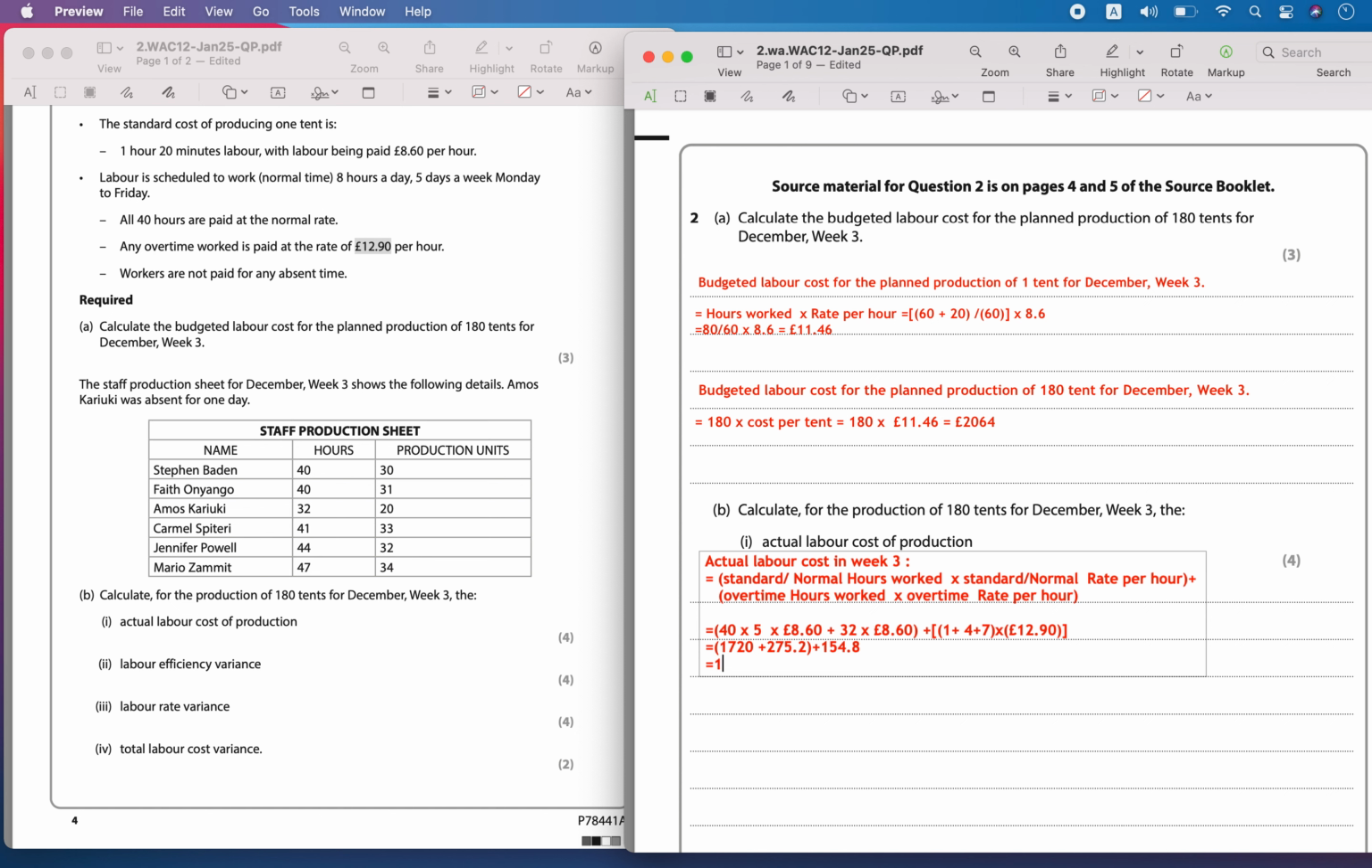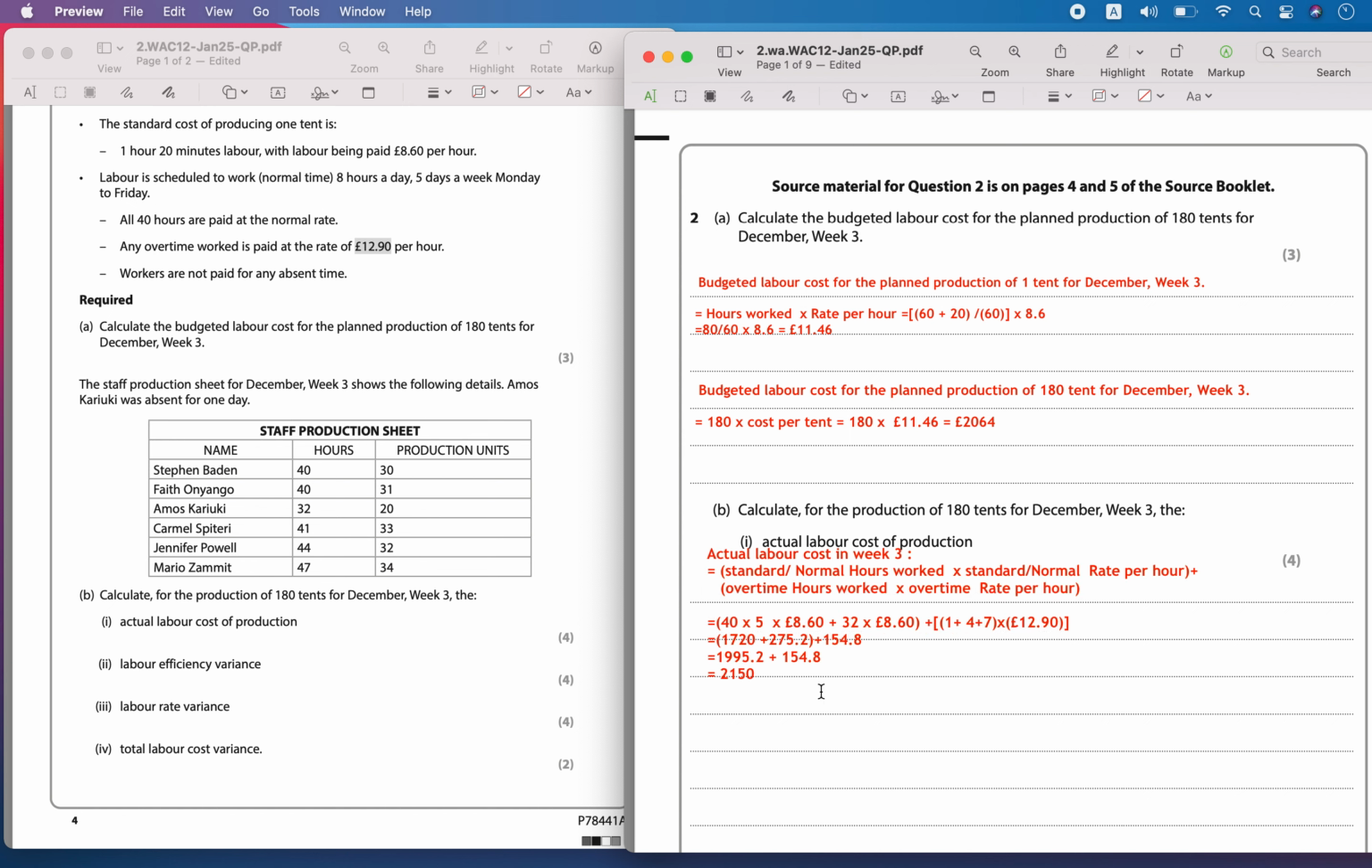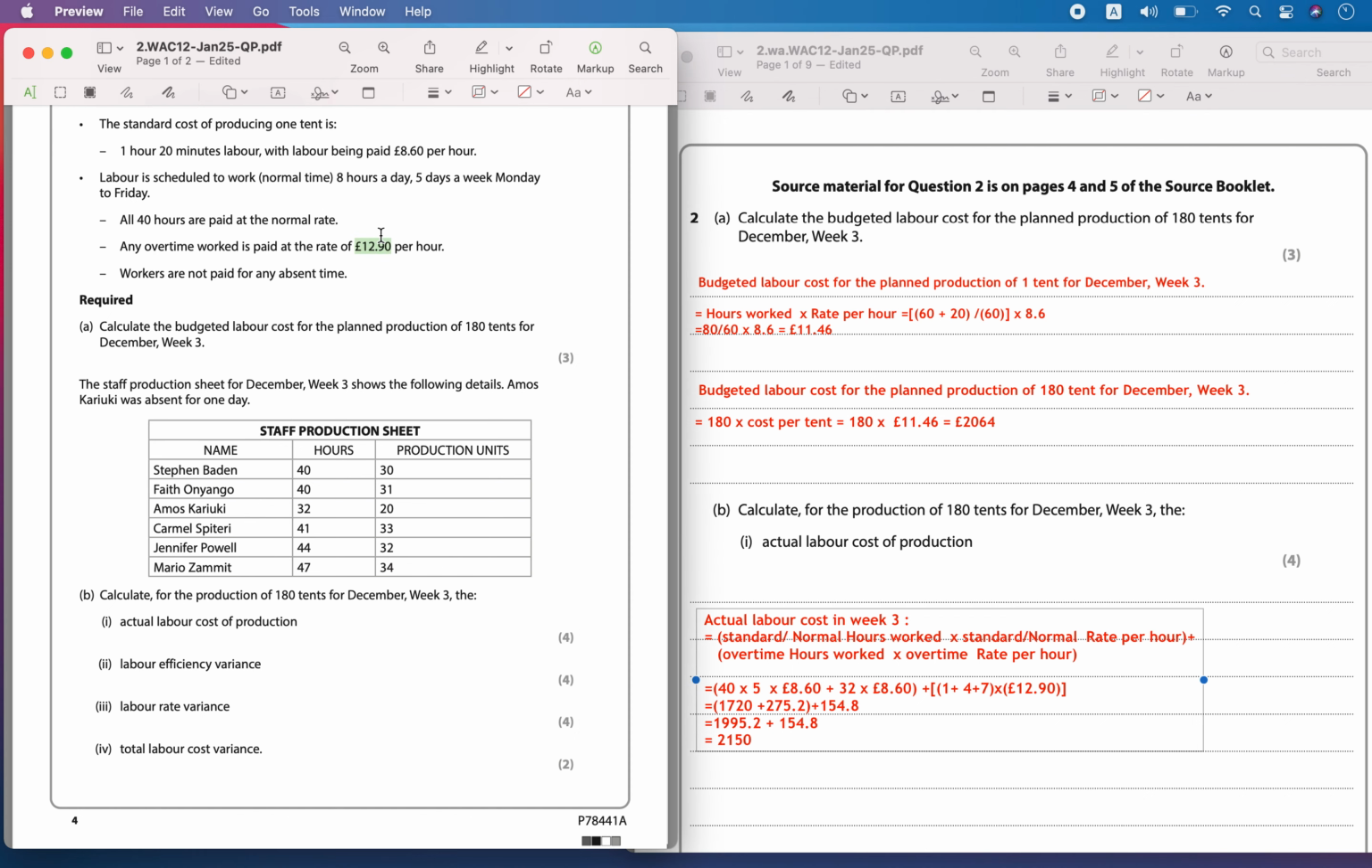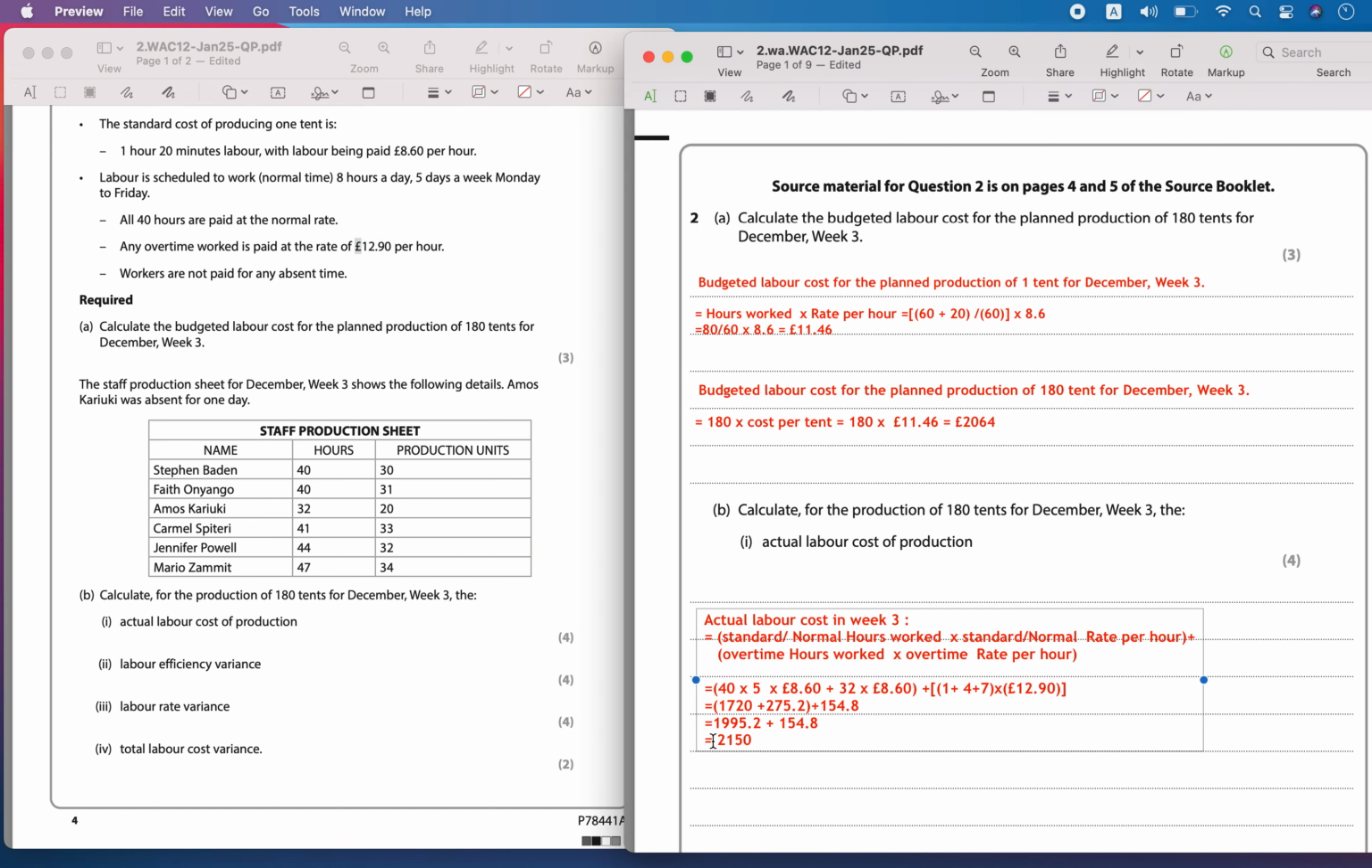So we have 1720 plus 275.2, which is equal to 1995.2, plus 154.8, so this is equal to 2150 pounds. So this is the amount that was paid for the labor cost.